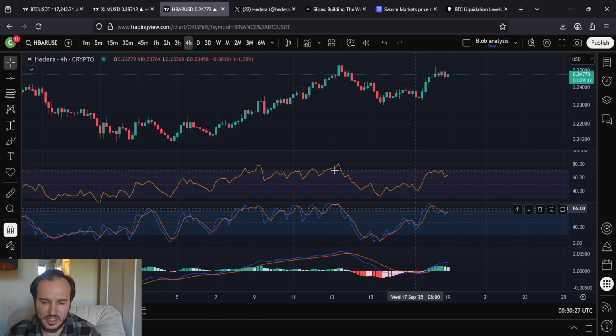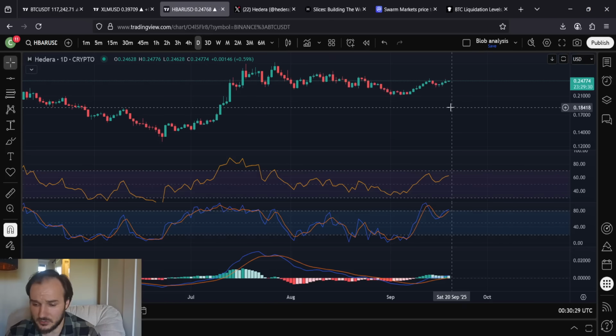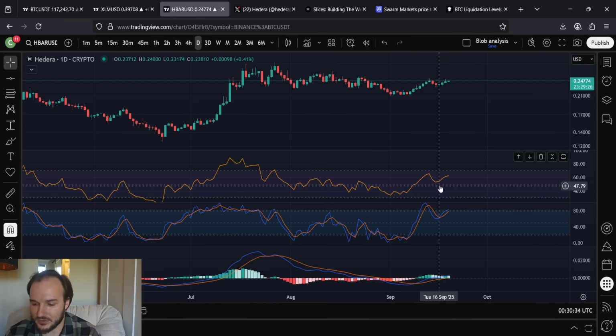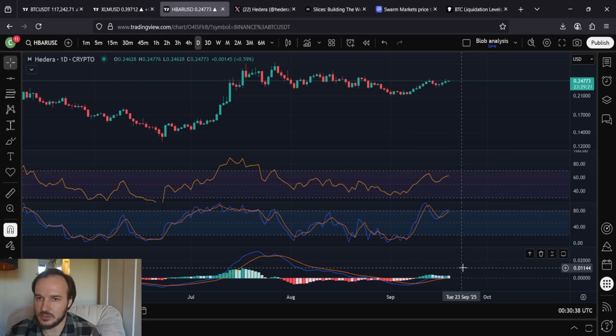Overall, though, the 4 hour time frame does look really good. The 1 hour time frame looks decent as well. Daily time frame, man, the stochastics are about to get overbought. That's nice. RSI wants to get overbought. That's nice. The MACD is crossing above the zero. You guessed it, that's nice.